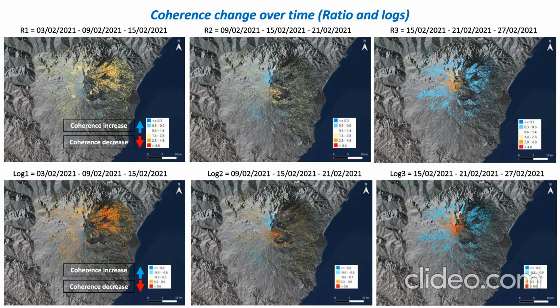So as you can see, the more we go ahead with time, the more we have changes in the coherence on the surface. So, for example, in the crater, in the center area, we have a lot of decrease of the coherence, and progressively, as we go to the slopes around the crater, we have a huge increase of the coherence, both in the ratio and in the logs.